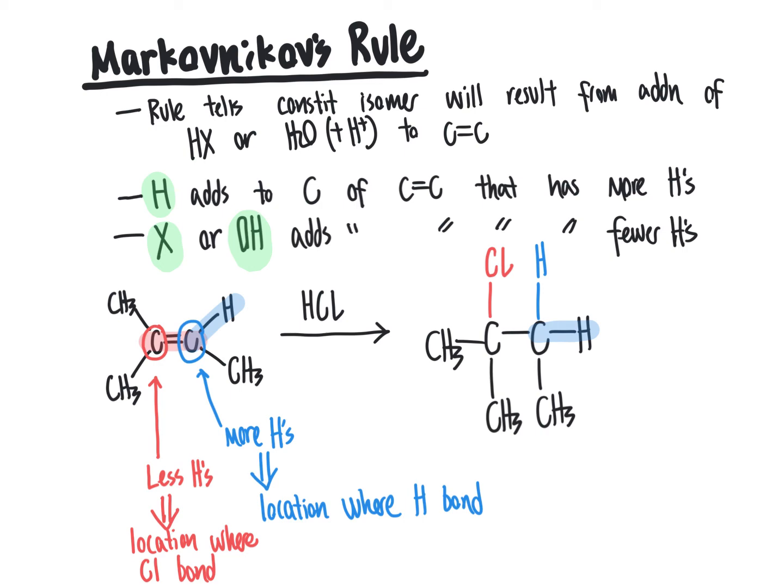So our final product would correspond to this constitutional isomer, rather than what was the other hypothetical possibility where the H and the Cl were flip-flopped. Instead, there is a specificity for making this particular constitutional isomer following Markovnikov's rule. We can apply this as well toward a situation where we do a hydration reaction. Hydration was where we were adding water across the carbon-carbon double bond.